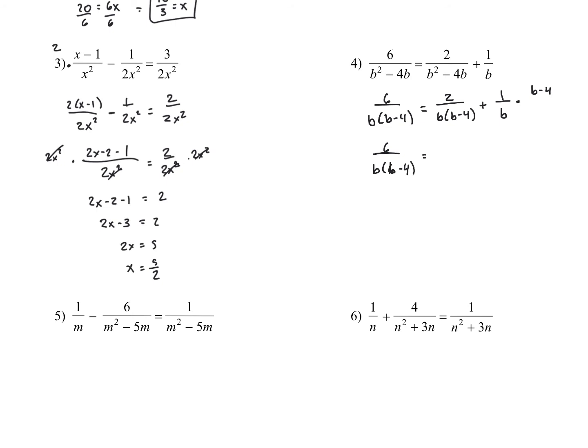Please make sure your handwriting stays neat. The b's can sometimes look like 6s if you're not careful, as I just showed. Okay, so we have b minus 4 in this numerator, and now I have b times b minus 4 in the denominator. Combine like terms.